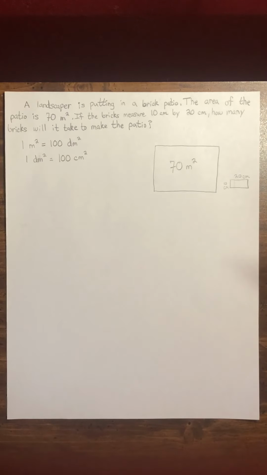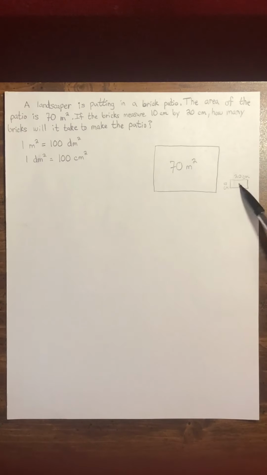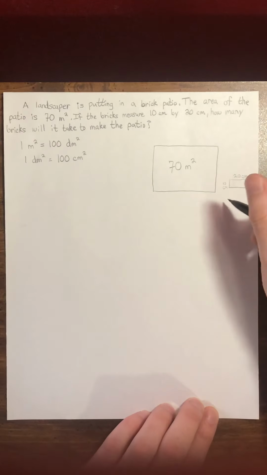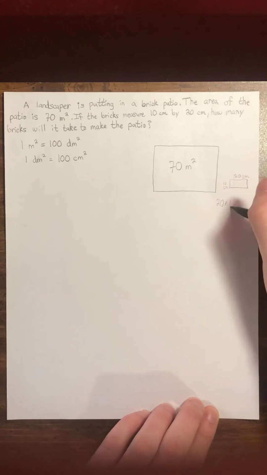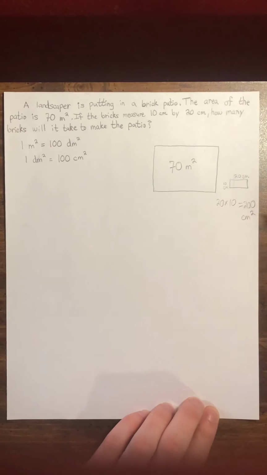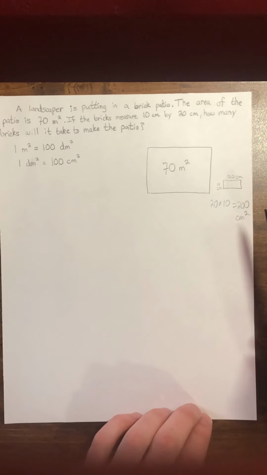So, the first thing that we want to do is, we have square units here and we have just single units here. So the first thing we want to do is find the area of this brick, right? And so the area of any rectangle is of course length times width, which is 200. So this is 200 square centimeters, right? So now we have square units here and square units there, okay?